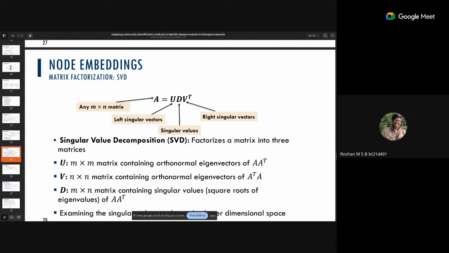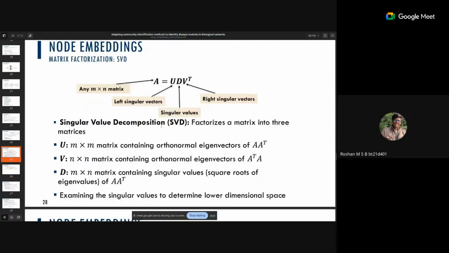Once you get the U, D, and V matrices, let's say you want to reduce it to a specific dimension K. You only take K columns from each of these matrices, then multiply them, and you get the reduced form of A, a reconstruction. That will be of dimension n cross K. So this is essentially your dimensionality reduction.